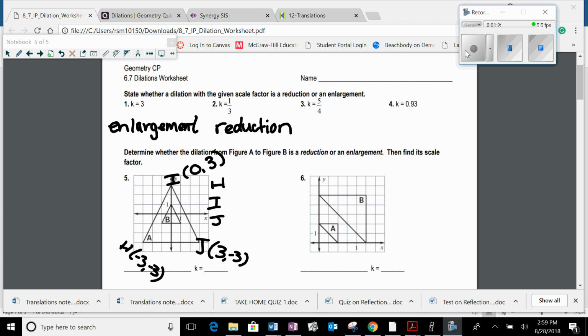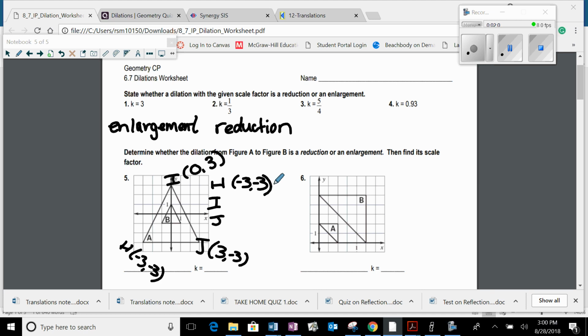I've gone ahead and labeled the vertices to make it easier for us to identify. So the first thing we need to do is identify all of the corners of triangle A. You're looking at A first because they told you in the directions that it's going from A to B. So A would be our pre-image and B is our image. So I'm going to write down my coordinate for H, which starts at -3, -3.